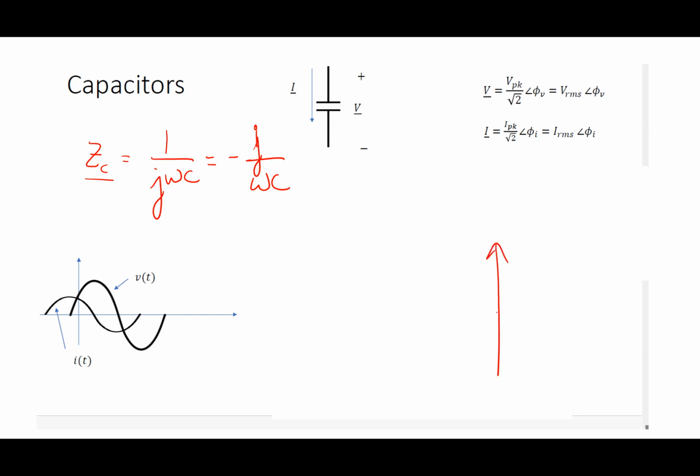let's think about this. Where is that negative j over omega C? Which direction does that point? It would point negative 90. It would point down, right? So this would be Z capacitor here. So I would say that this guy is 1 over omega C with what angle? Negative 90. So it has a magnitude of 1 over omega C, an angle of negative 90.